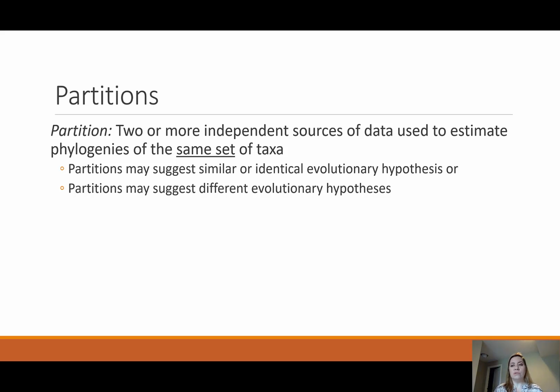So a partition, just to review, is when you've got two different data sets. It could be morphology and molecular data, or it could be molecular data set 1 and molecular data set 2. What if two different molecular data sets of the same group of taxa are telling you two different things? What do you do in that case? How do you know which tree to accept? So those are the two different options.